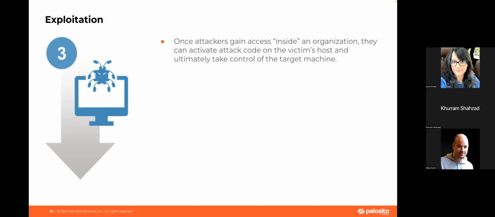So if we weren't successful here, the attackers will proceed with the next stage. That's exploitation. So at this point, they were able to establish a connection to a vulnerable server, or they were able to deliver their payload to their target. Now they need to activate that code, that payload that they want to run on the target endpoint. If this is a vulnerability they're trying to exploit, this means they will launch an exploit.